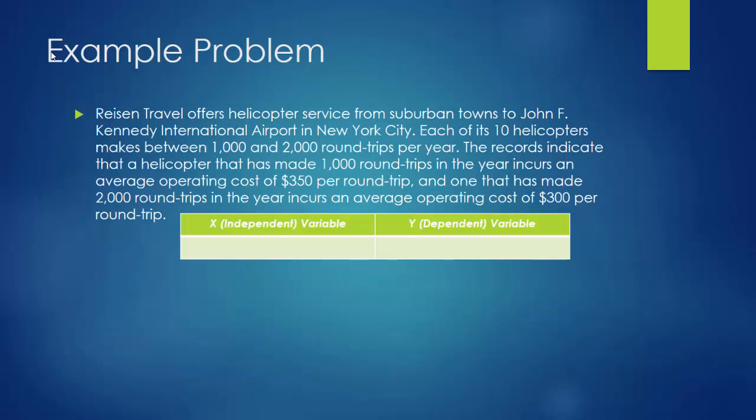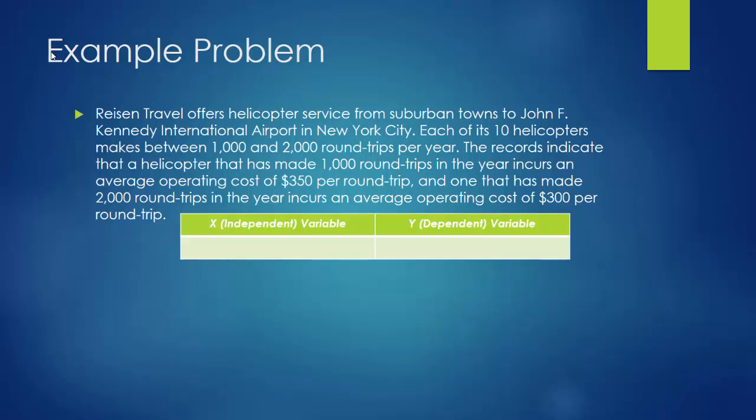Here we have an example problem, and in this problem, Horizon Travel offers helicopter service from suburban towns to JFK International Airport in New York City. Each of its 10 helicopters makes between 1,000 and 2,000 round trips per year. The records indicate that if a helicopter makes 1,000 round trips per year, it is going to incur an average operating cost of $350 per round trip. And if a helicopter makes 2,000 round trips per year, it's going to incur an average operating cost of $300 per round trip.